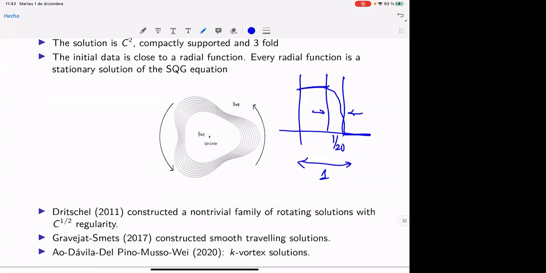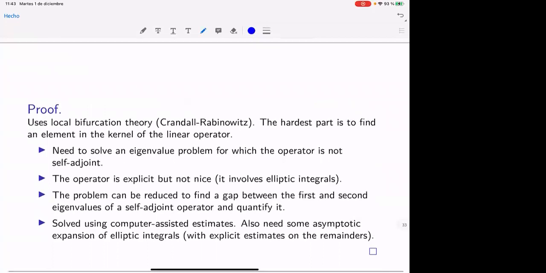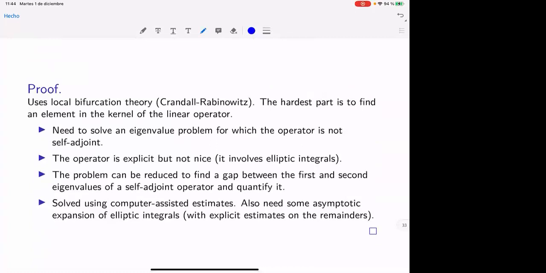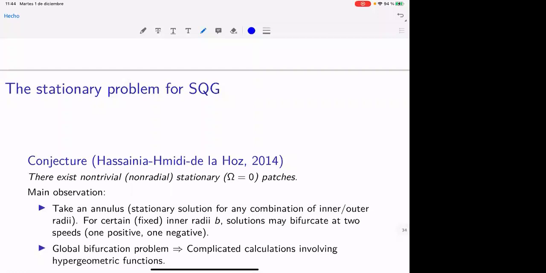So the proof for our result, I'm not going to get too much into it, uses local bifurcation theory combined with computer assisted estimates that we need to study an eigenvalue problem of an operator which is not self-adjoint. So that's a very short summary of how the proof works in this case. So now let me go back in time and explain how I got into this problem and how I got into the first part of the talk.